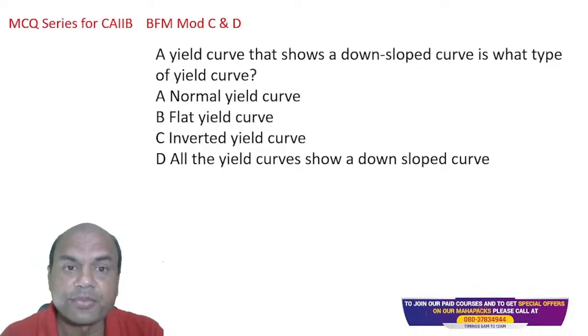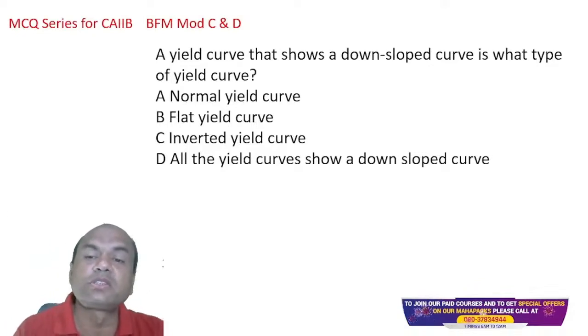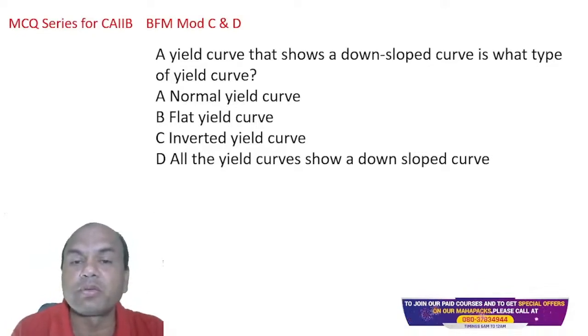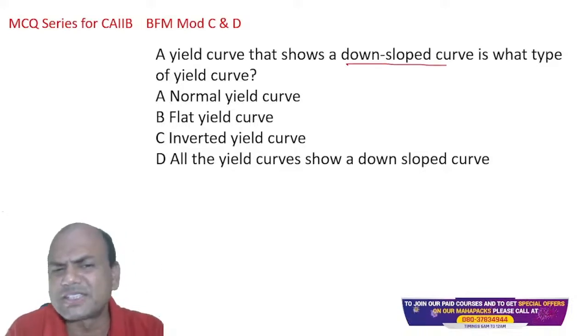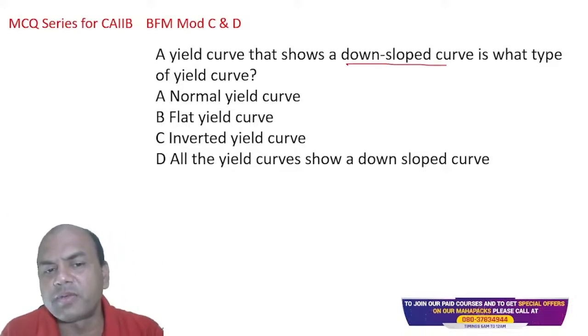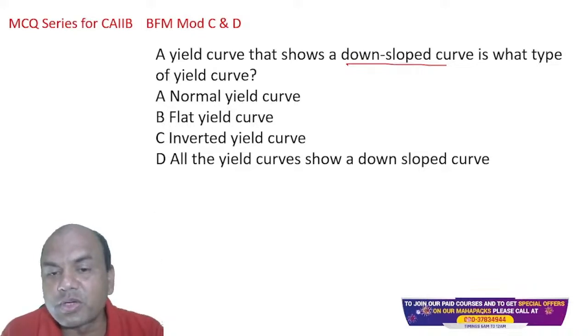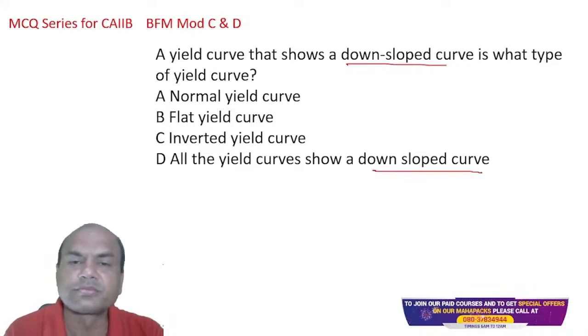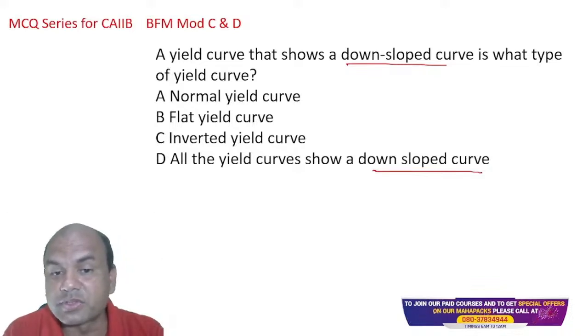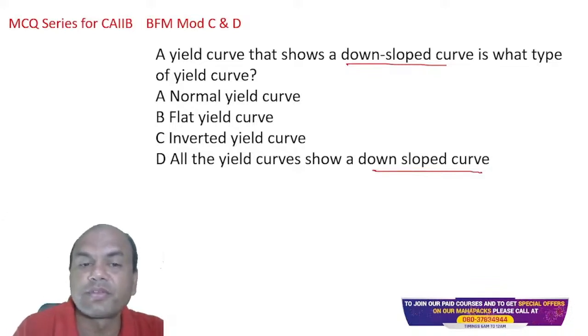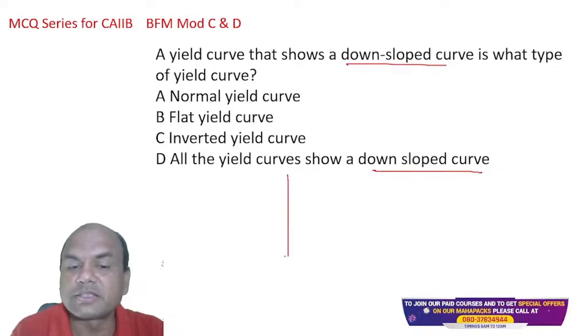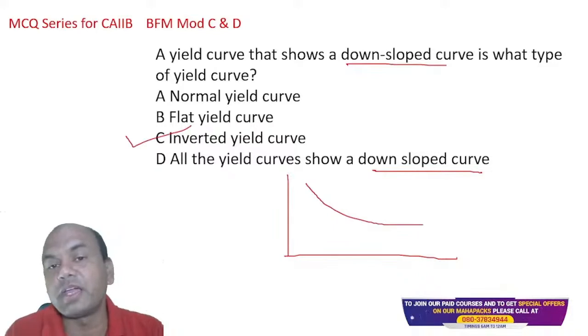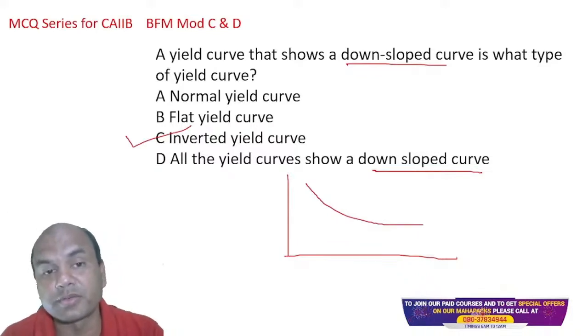A yield curve that shows down-sloped curve is what type of curve? Down-sloped. Now this is easy. Normal yield curve, flat yield curve, inverted, all yield curves show down-sloped curve? What do you think? The answer is normal, flat, inverted, down-sloped, down. It will be inverted. Okay, inverted yield curve will show down-sloped curve.